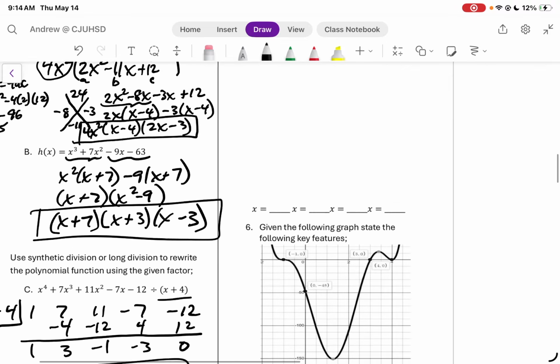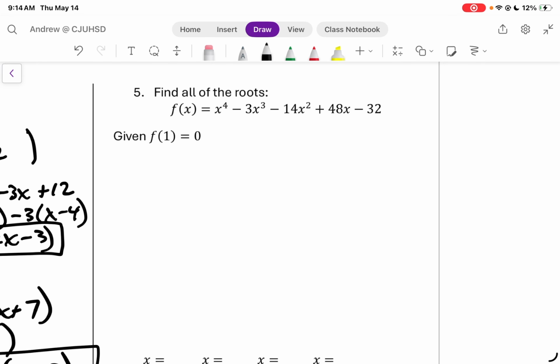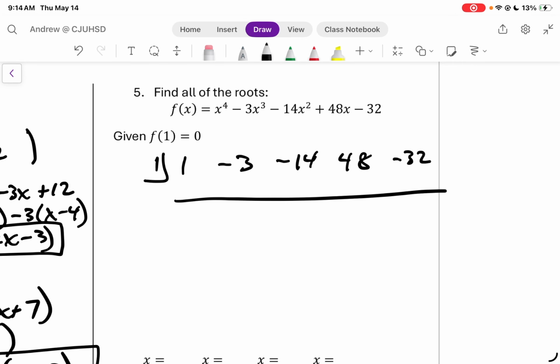Okay, next side. Find all the roots given that f of 1 is 0. So that's telling you 1 is a root. Try it. 1, and you'll have 1, negative 3, negative 14, 48, and negative 32. So we expect a remainder of 0 here. So we got 1, negative 2, negative 16, 32, and 32, and 0.